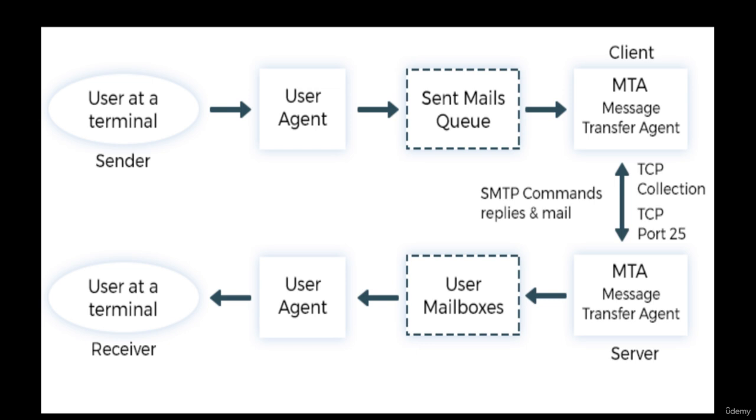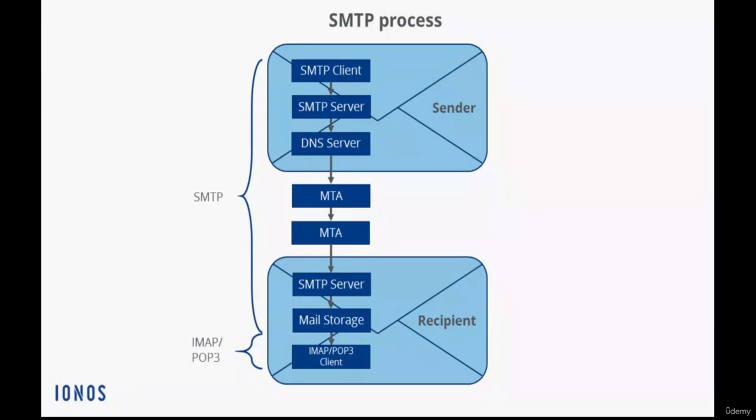Sender user terminal and receiver user terminal. Most internet systems use SMTP as a method to transfer mail from one user to another. SMTP is a push protocol and is used to send mail. See the SMTP process. SMTP client, server, DNS server is the sender. Then connected SMTP, MTA, then recipient. SMTP server mail stores.